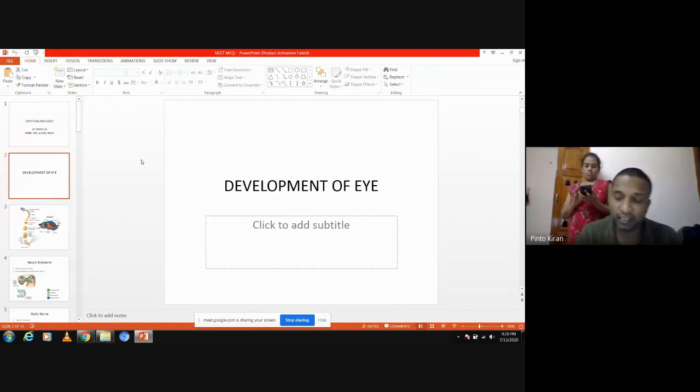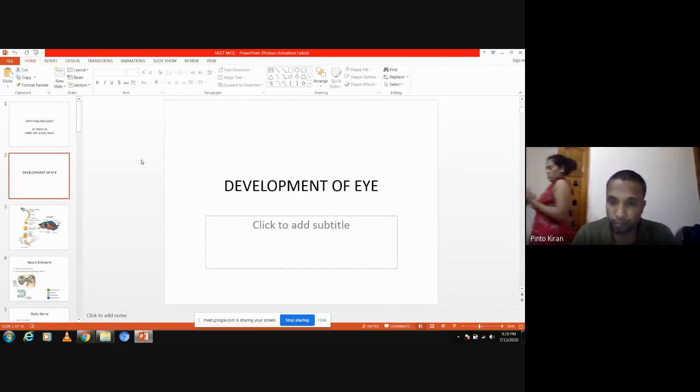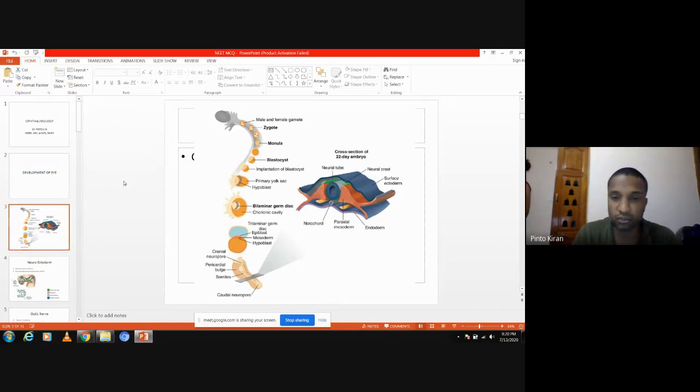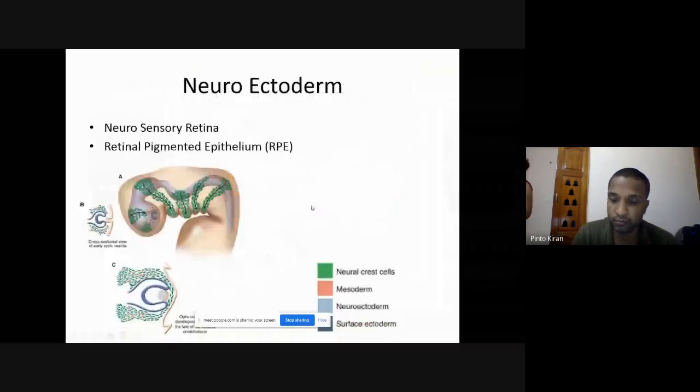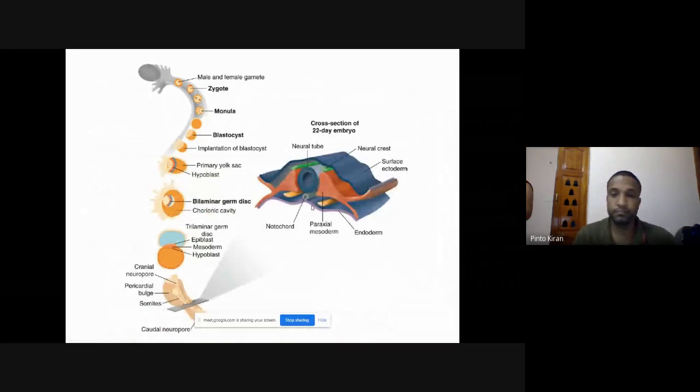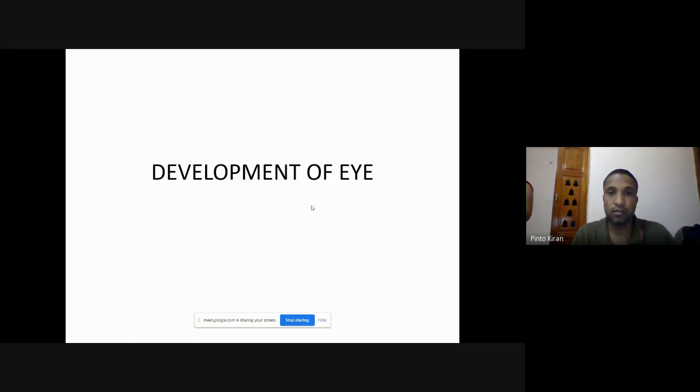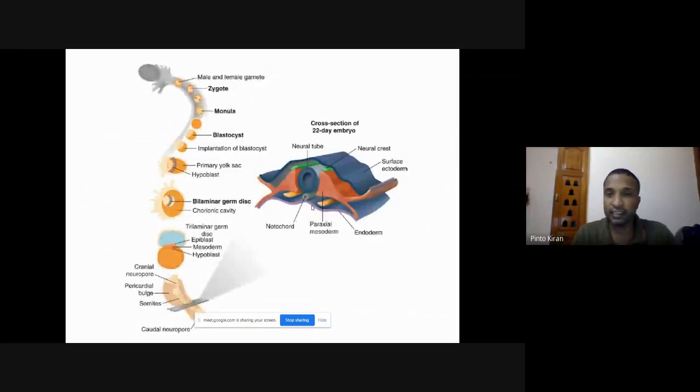So to begin with, I think I will be taking the development part of the eye. I have gone through some of the questions. With the questions, I was able to just reconstruct what is the theory part which is required for you people. If you look at this diagram, okay, this is the diagram.